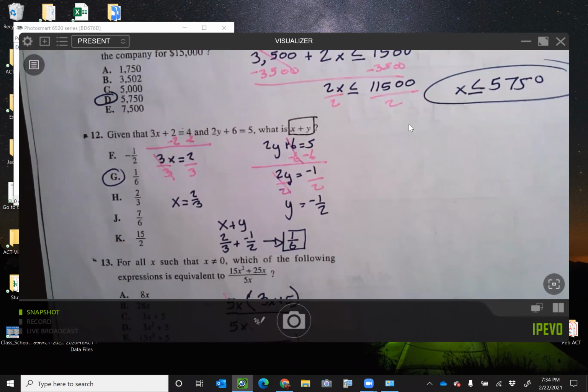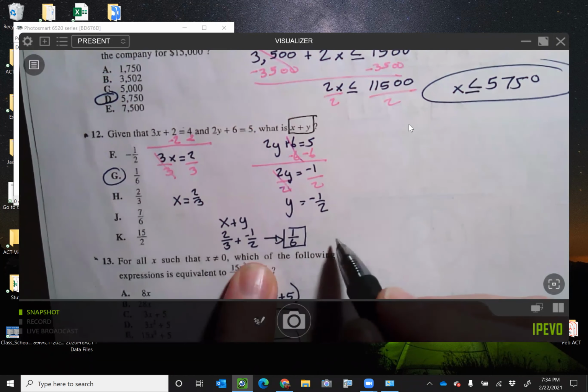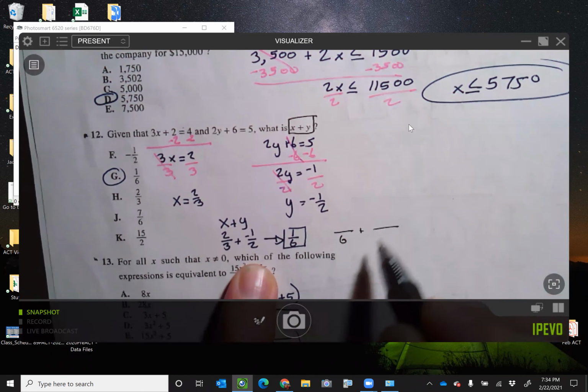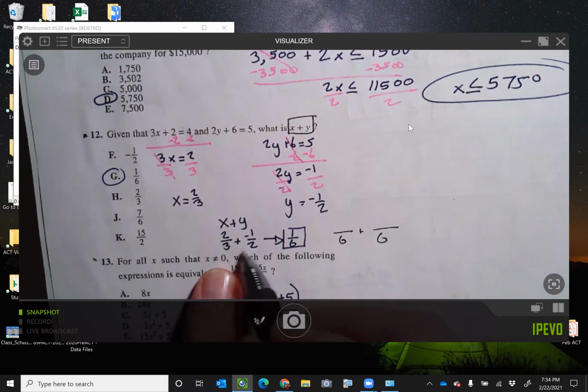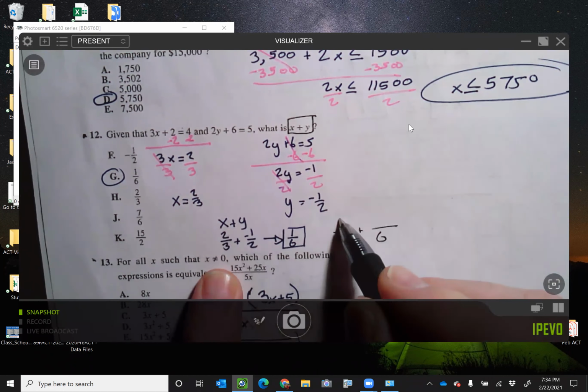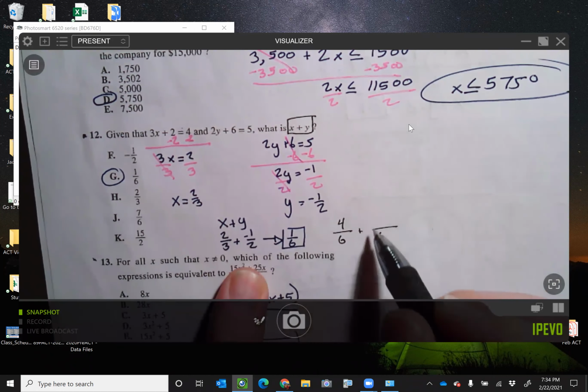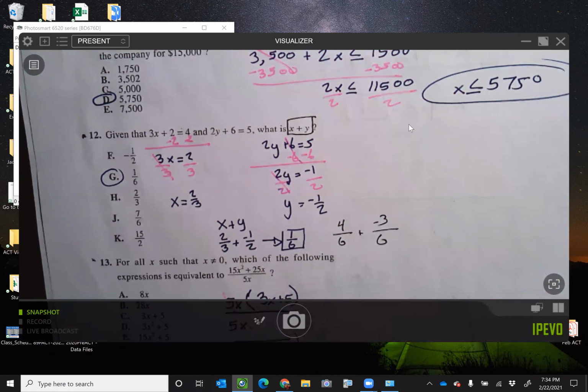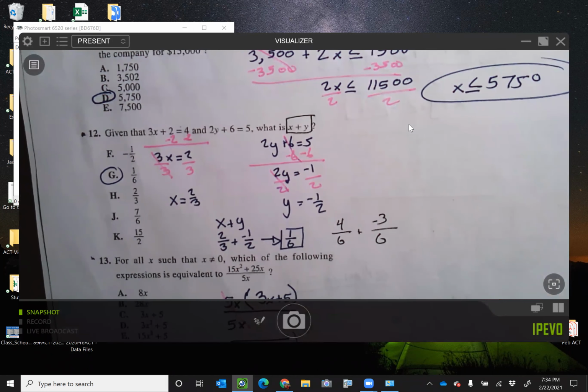I didn't feel like finding common denominators, which wouldn't be that bad to do. Because we know the common denominator would be a 6. So I'd multiply this by 2 and get 4/6. I'd multiply this by 3 and get -3/6. Those add up to be 1/6. But I really think using your calculator to add up those two fractions would be the fastest way to go by far.